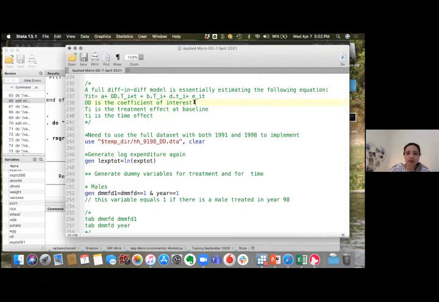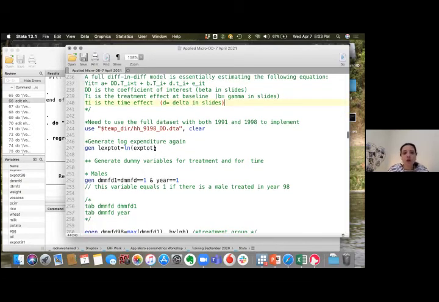Okay, so I can even write it here. So DD is the beta in slides, and b equals gamma in slides, and d equals delta in slides.